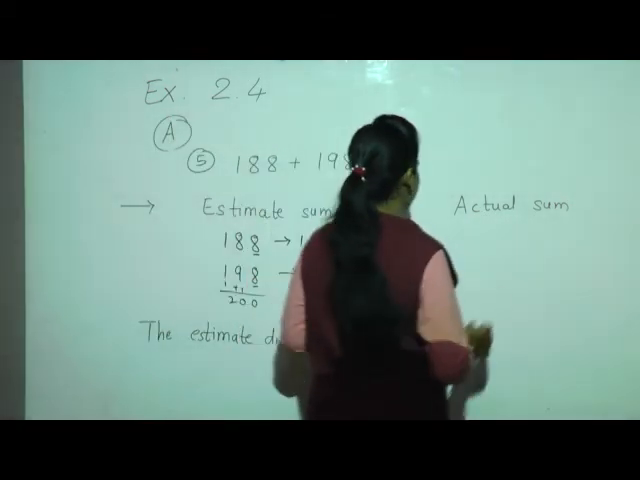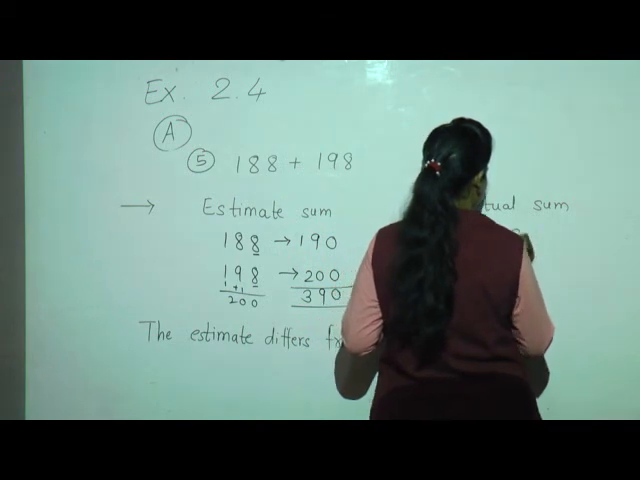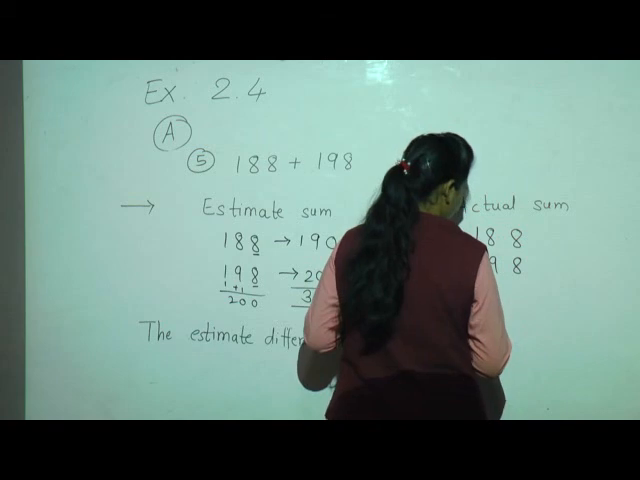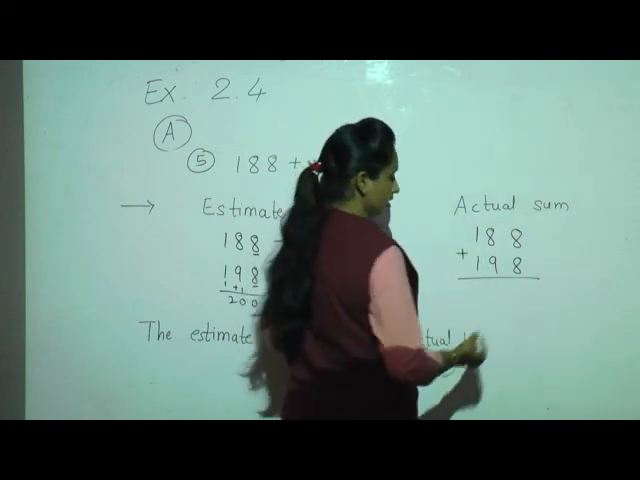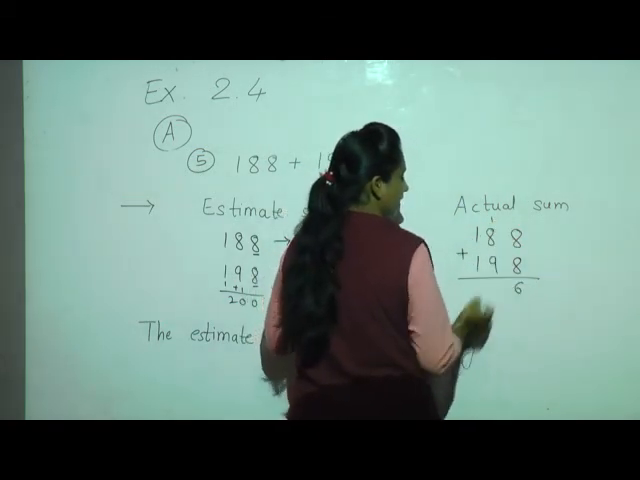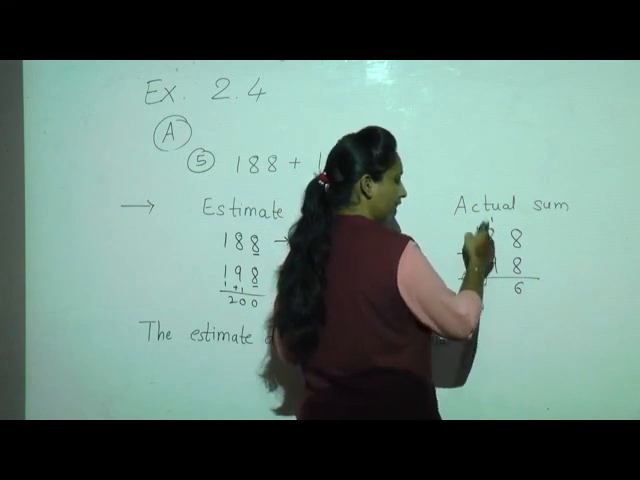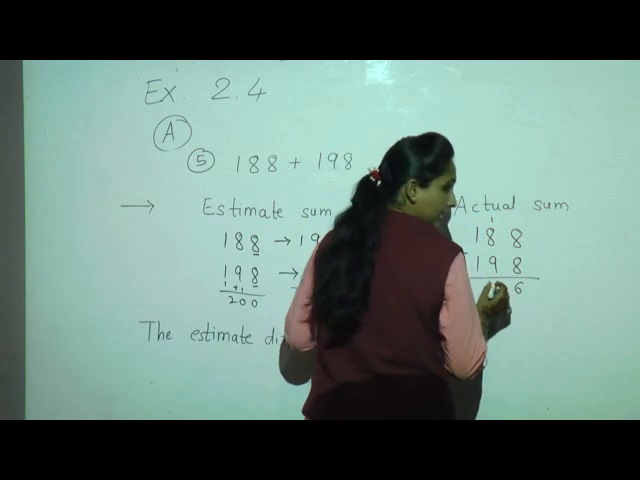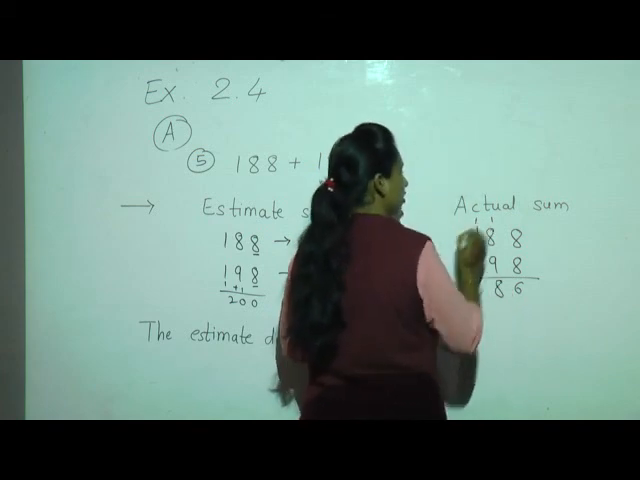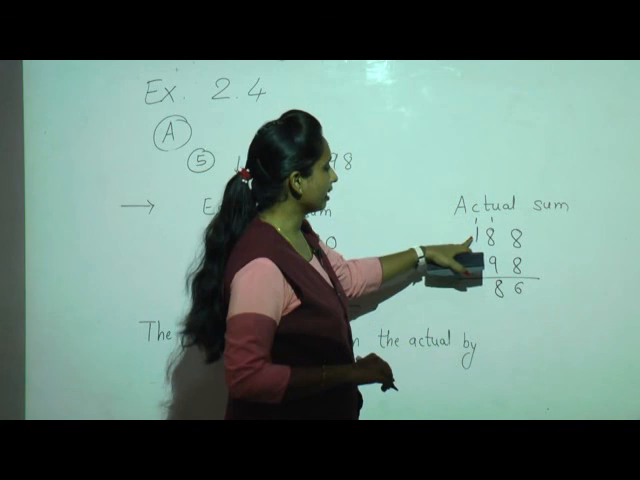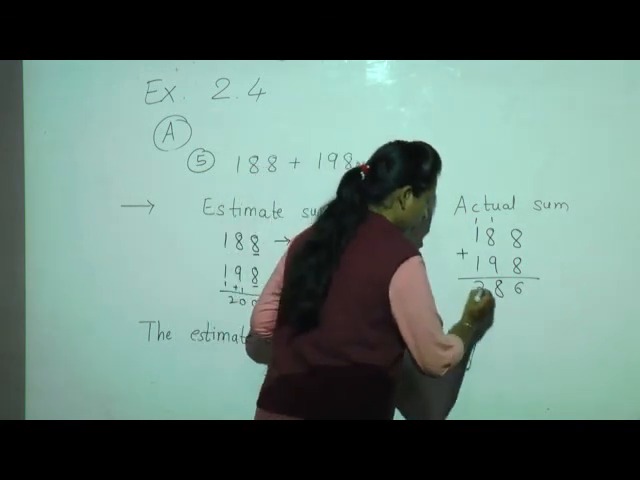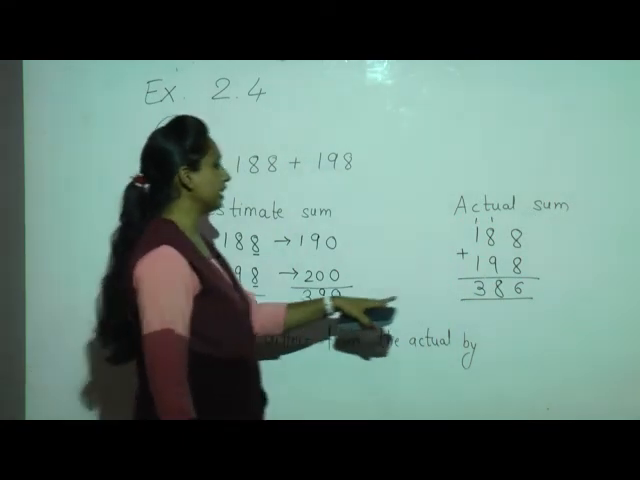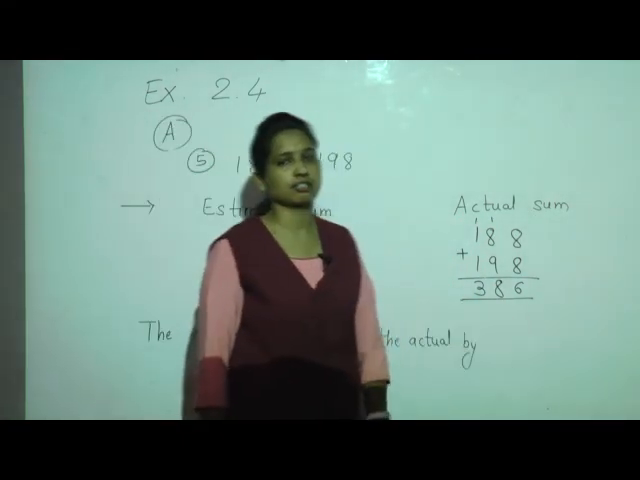Now we will do the actual addition, actual numbers addition. 188 and 198. 8 plus 8, 16. 1 will carry. 8 plus 1 plus 8 is 9, 9 plus 9 is, yes, 18. 8 here, 1 will carry. 1 plus 1 is 2. 2 plus 1 is 3. Now just see both the numbers, 390 and 386.